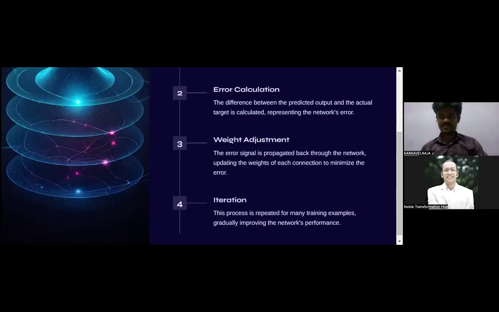Then iteration: the process is repeated for many training examples, gradually improving the network's performance. So this is how backpropagation works, and all these components are very important to understand properly. Keep learning deeply how the black box works. When you understand the what, why and how, and then go and apply, application comes last.